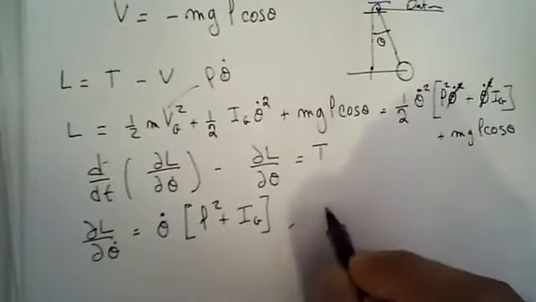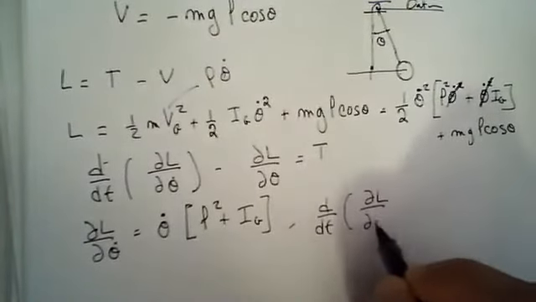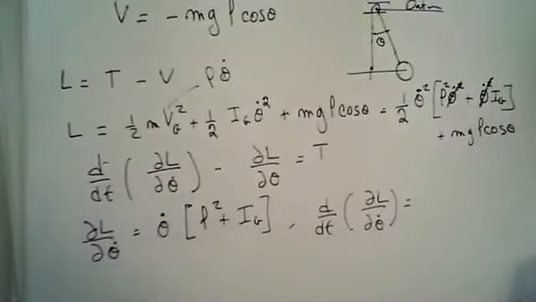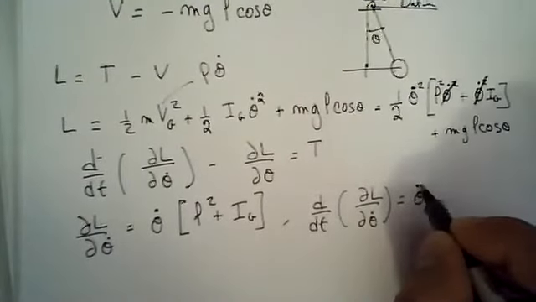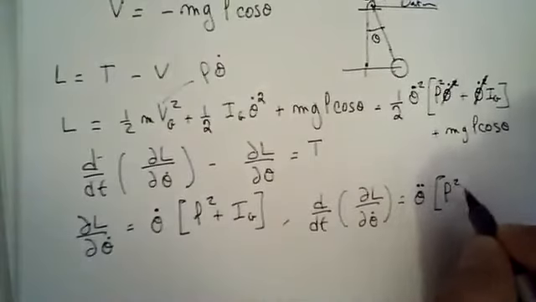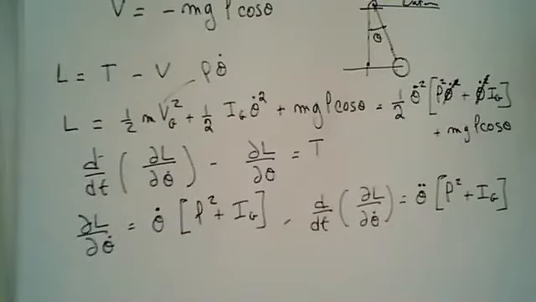Now, if I want to do dt of dL d theta prime, it will be what? Simply, I have theta prime, so I want to make this theta double dot times L squared plus IG. That was the first part.